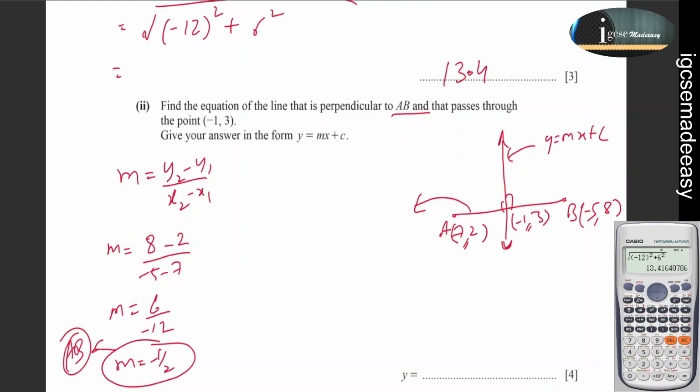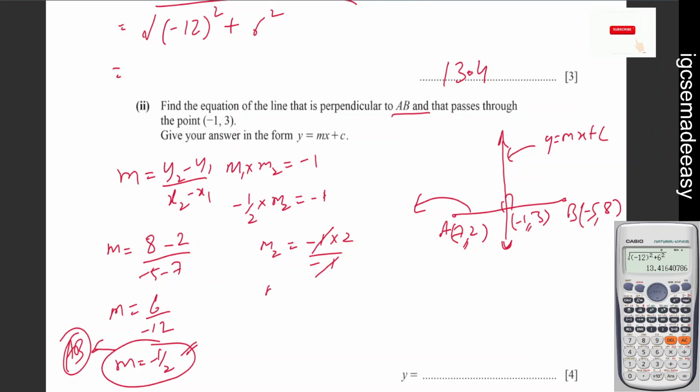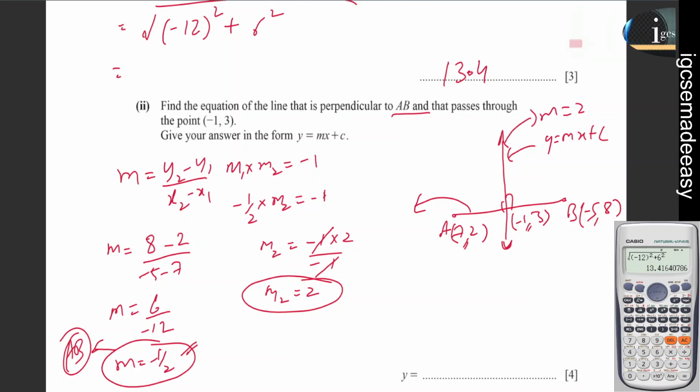So that line, we can easily find out the gradient. You can use this formula, m1 times m2 equals minus 1. m1 is AB, that is minus 1 by 2, and m1 times m2 equals minus 1. So m2 will be equal to what? Minus 1 times 2 divided by minus 1. So the minus 1 cancels, and m2 equals 2. So the gradient of this line is equal to 2, right?